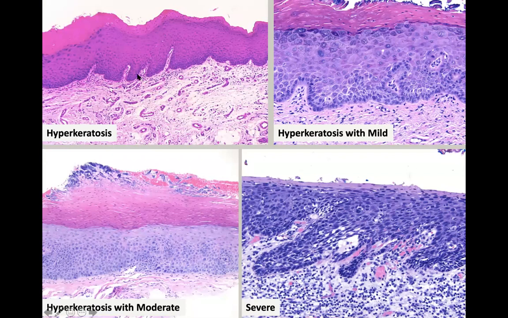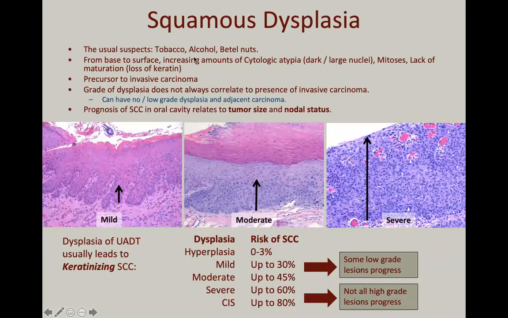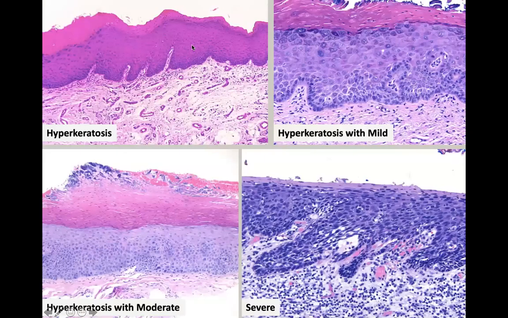So hyperkeratosis is an early finding that is just a thickened keratin layer at the top of the epithelium, as I'm pointing out here. Of course, we always want to look at the epithelium underneath the keratin layer to determine if there might be any sort of dysplasia. My cat's going to walk right in front of my computer right now.